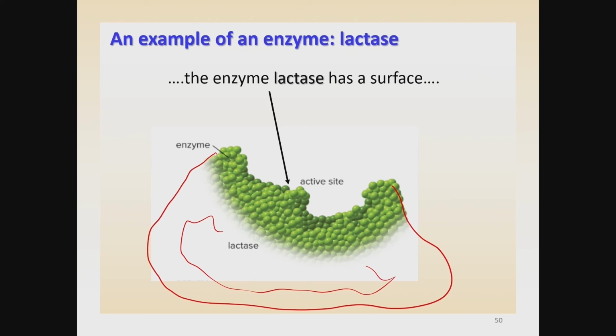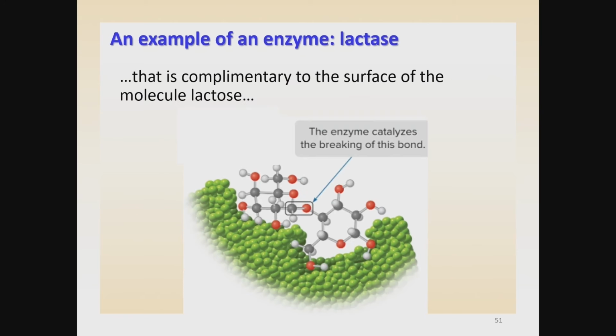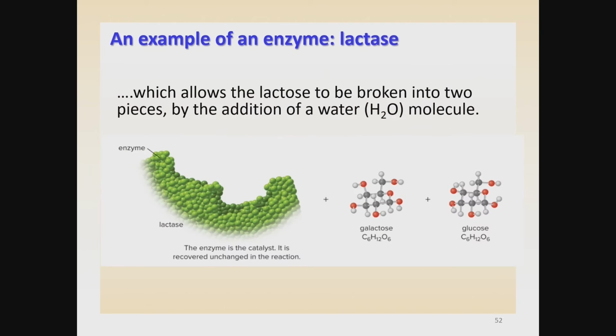Remember how the surface of the nickel metal was important for binding the reactants of the hydrogenation reaction together to get them to go faster? Same thing here. The surface of the lactase enzyme is very important to allow binding of the lactose molecule. The lactose molecule binds to the surface of the enzyme like that. Then the goal of the lactase enzyme is to break this bond here. It does it by adding water. And once that bond is broken, you release the enzyme here.